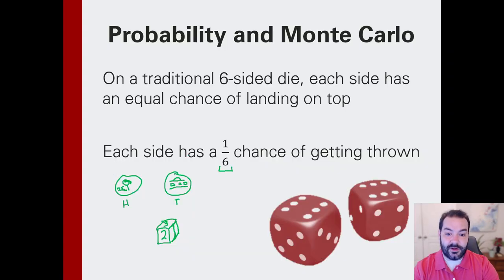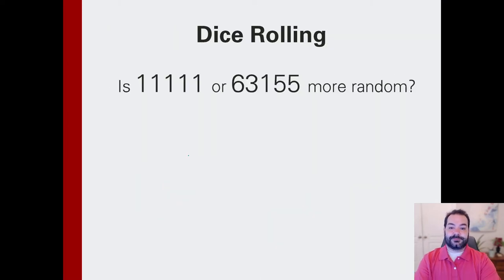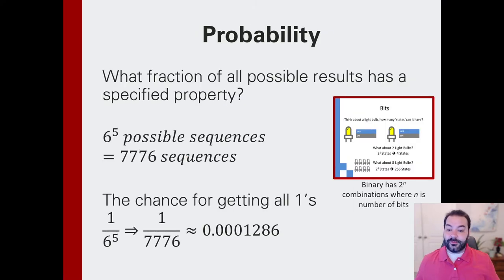We can even go further. What if I wanted to ask these types of questions? If I rolled 5 dice, is 1, 1, 1, 1, 1 more random than 6, 3, 1, 5, 5? Well, they're actually the same, because each die roll is independent of each other. And so you could play some mathematical operations of looking at them.